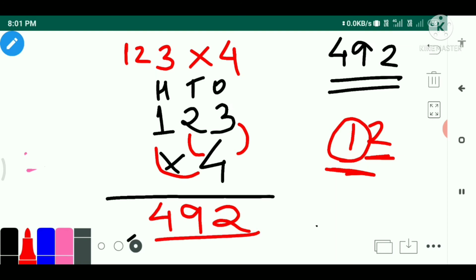So as you can see, this one is what we did in activity and this one is what we did now. Both the answers are same. Okay, so you can use any one method in order to do this type of multiplication. Okay, I hope you have understood.